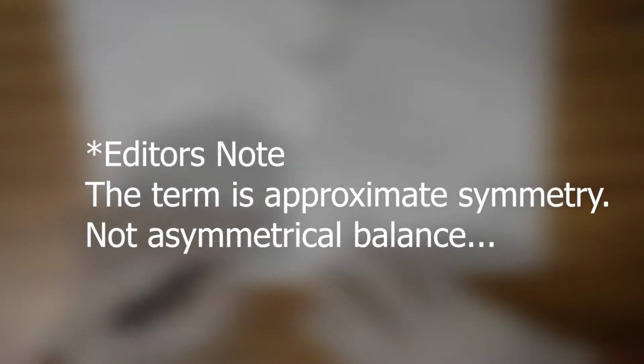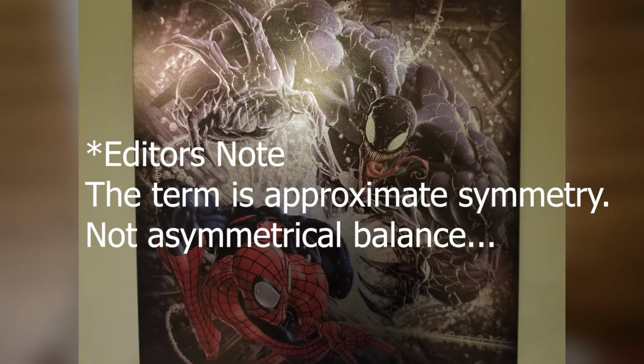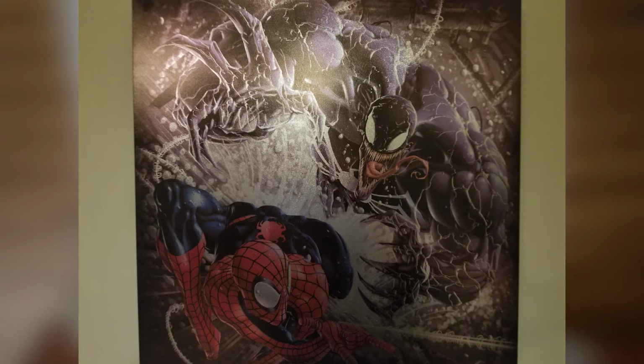Now, if we want to get a little weird, there's also asymmetrical balance, which is the same on both sides roughly with slight variations. And there's also radial balance, which is symmetrical balance, but in a circle.